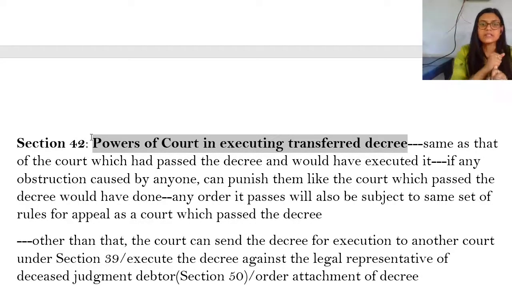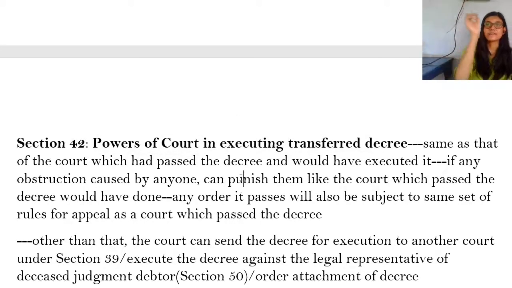Now, first, they have the same powers as if they were the court which had passed the decree and as if they had executed it. If any obstruction is caused by any person, they can punish it in the same manner as the court which had originally passed the decree could punish it. And any order that this court, which is executing a transferred decree, passes will also be subject to the same rules of appeal as if it was passed by the court which had actually passed the decree.